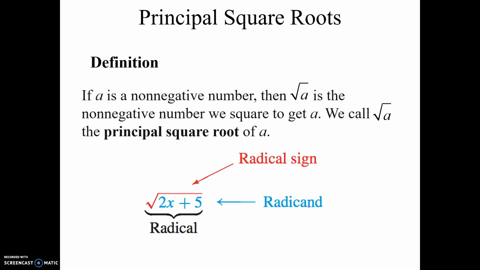Let's talk about square roots. If a is a non-negative number, this is important, a cannot be negative, then the square root of a is the non-negative number we square to get a. We call the square root of a the principal square root of a. Here's an example of that. Some definitions: the root symbol is called the radical sign, and whatever's inside it is called the radical.